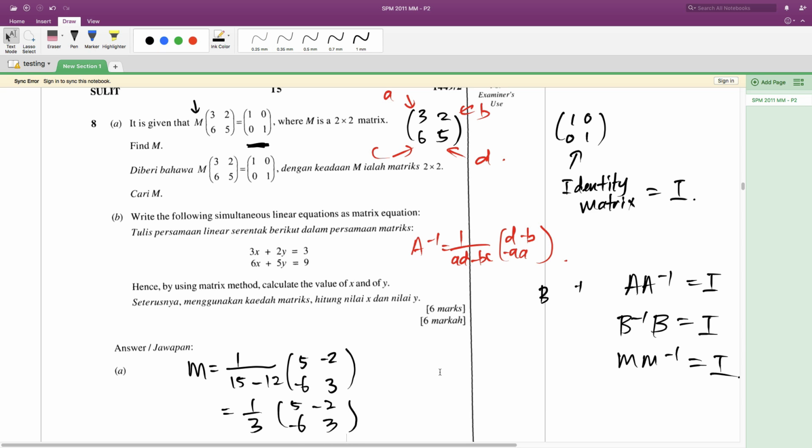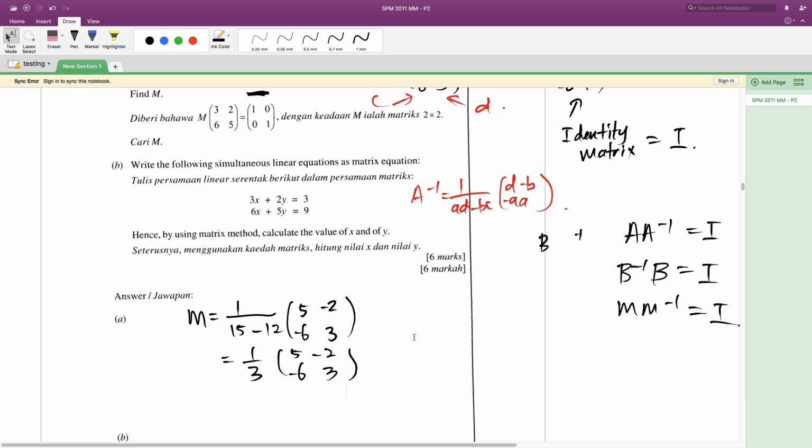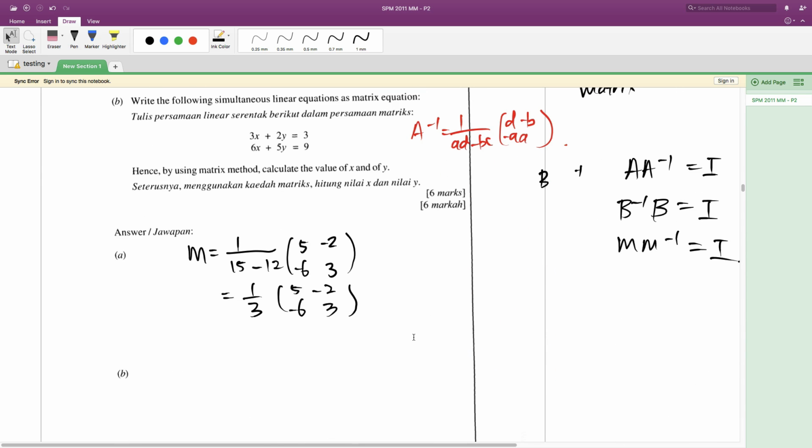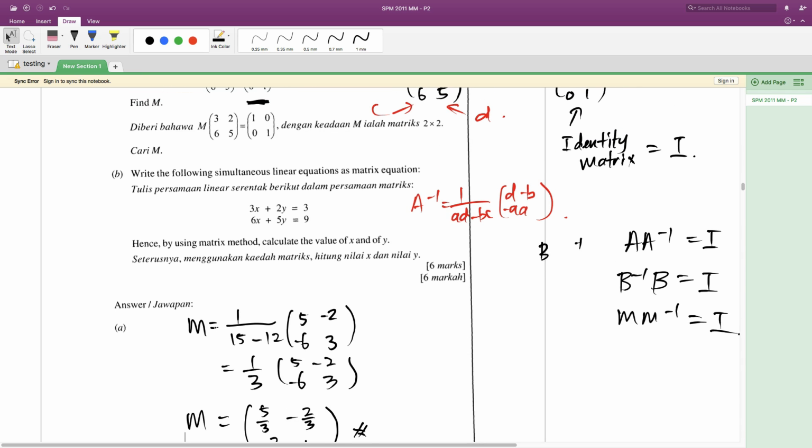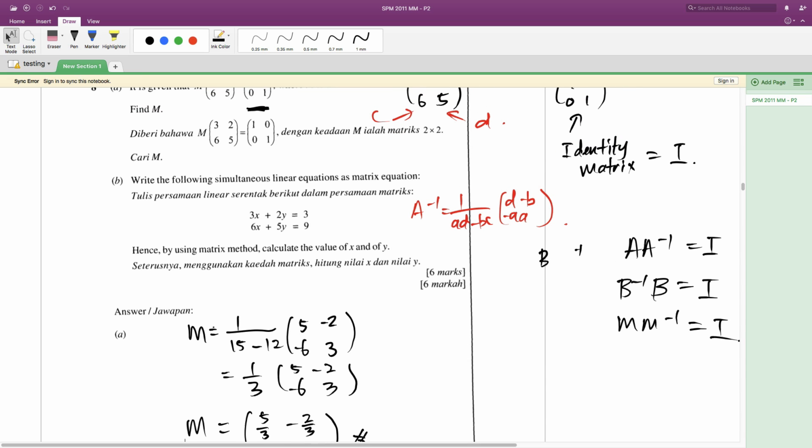Alright, then the question asks you to find M. So basically what you need to do is multiply 1 over 3 into it. That's all. So this is 5 over 3, negative 2 over 3, negative 2, 1. Okay, this is M. Done. This one is just to test whether you can understand this equation or not. If you can understand this equation, part A seems very easy.